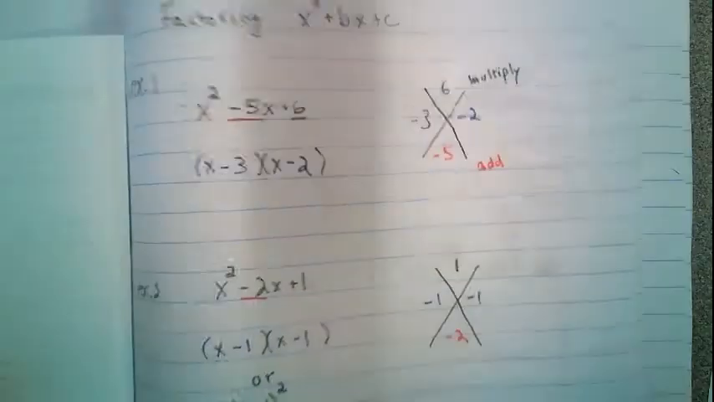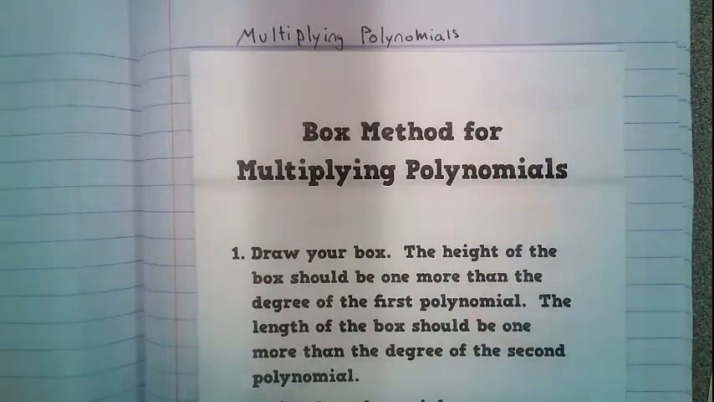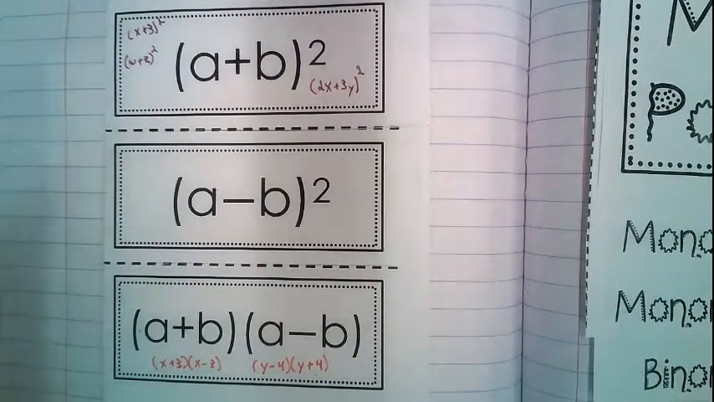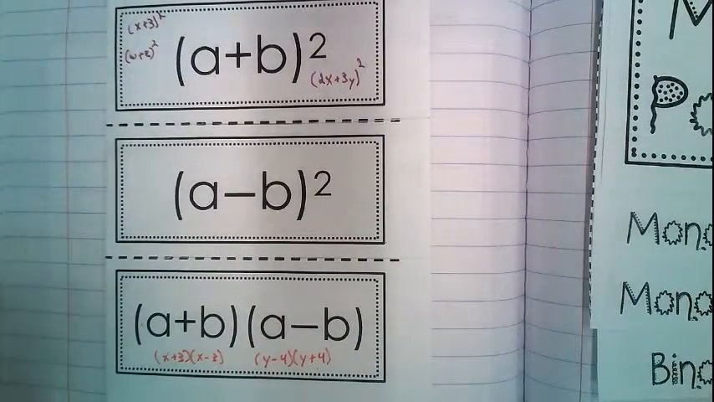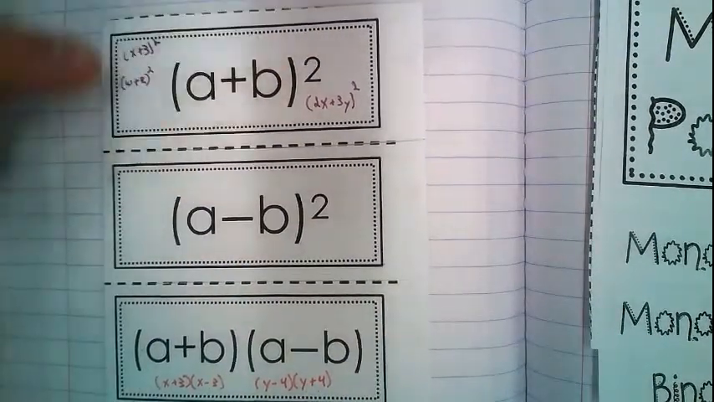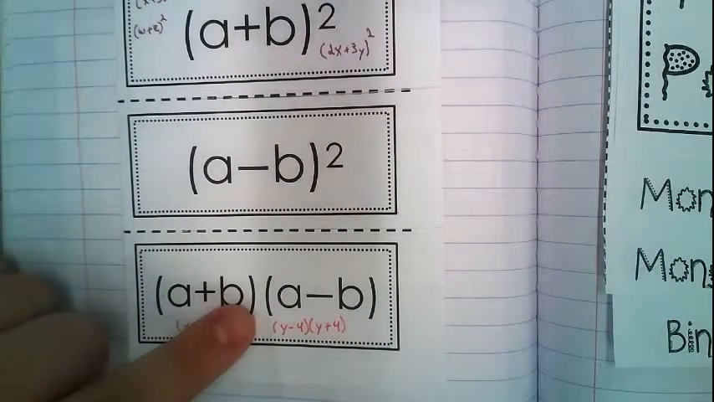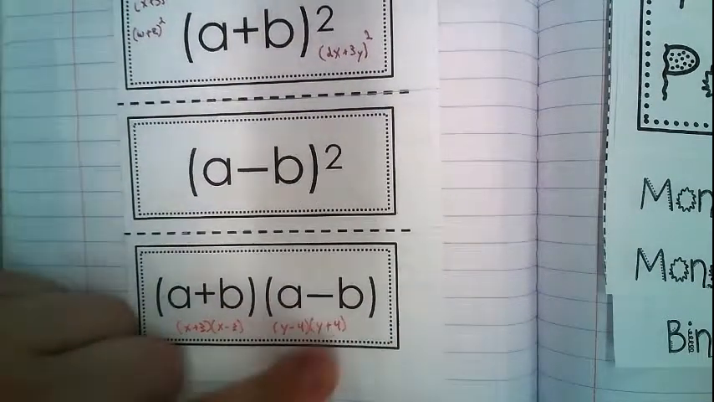So you already did an entry on special cases, which was multiplying. So if you go back to multiplying polynomials, you have this foldable where you multiplied special products, which was a plus b squared, a minus b squared, and a plus b times a minus b.